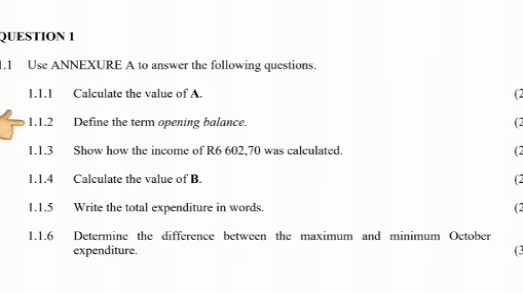which is 5,500,000. Another type of question that we had on our scope for question 1 is questions that ask you to define certain terms, especially financial terms. You are going to meet a lot of questions that ask you to define financial terms, so make sure that you familiarize yourself. In 1.1.2, it says define the term opening balance.